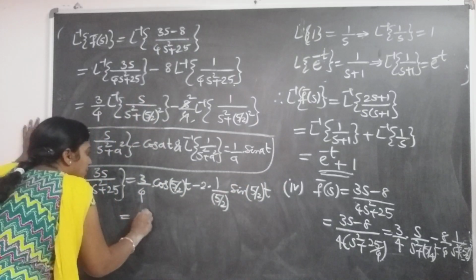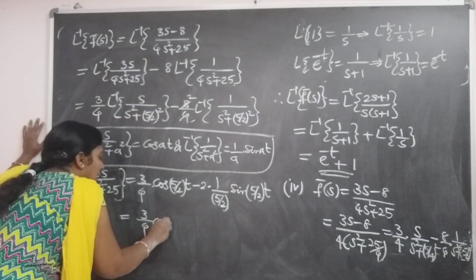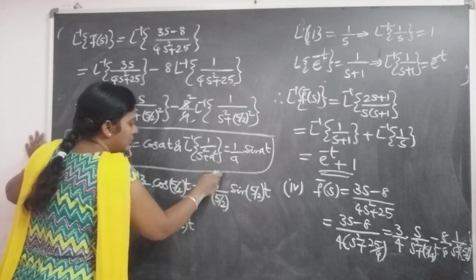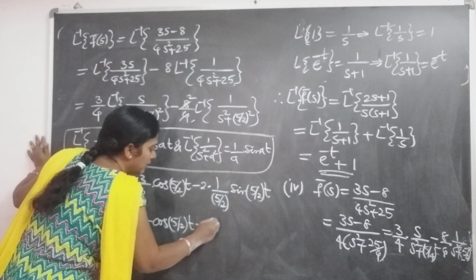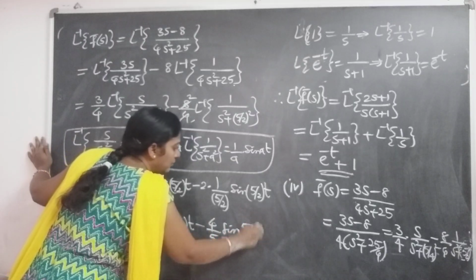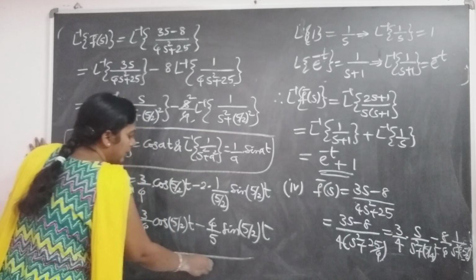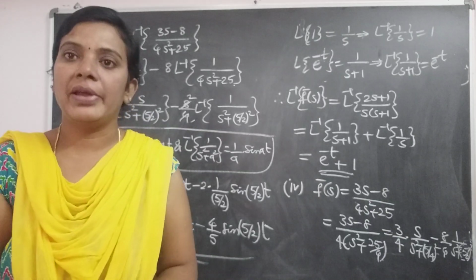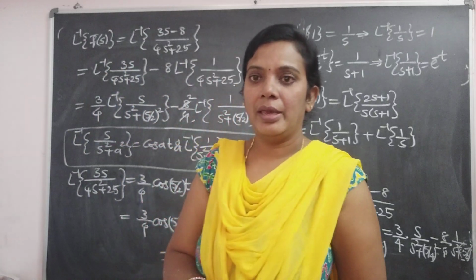This is equal to 3 by 4 cos 5 by 2 into t minus 4 by 5 sin 5 by 2 into t. These are the inverse Laplace transforms of the given functions. Okay, thank you.